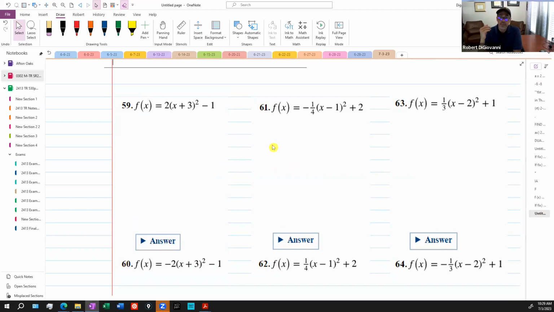All right. So for the problem that you just did, you're going to be figuring out if it opens up or down. You want to find the vertex. You want to do a little quick sketch. You want to find the axis of symmetry, and then you want to find the x-intercepts.